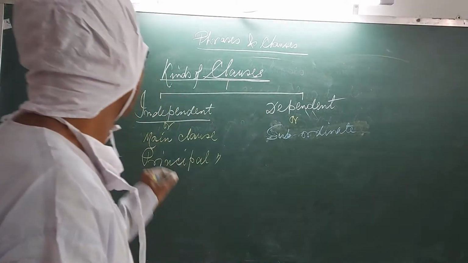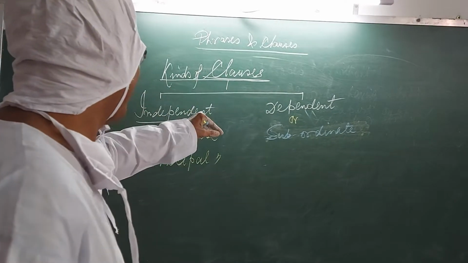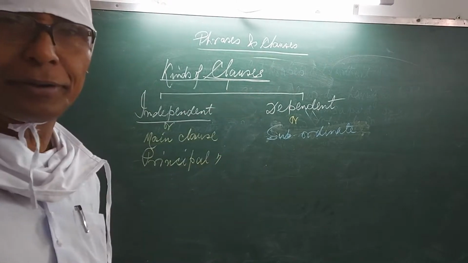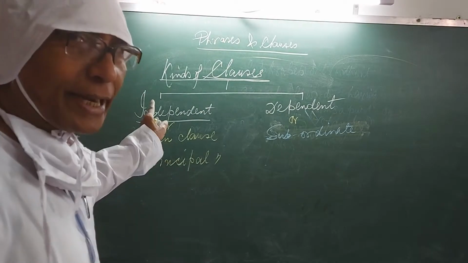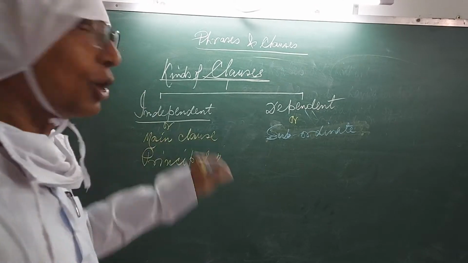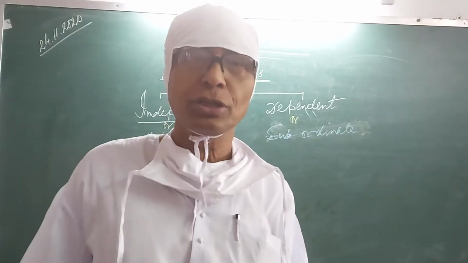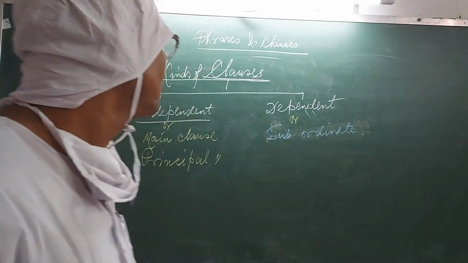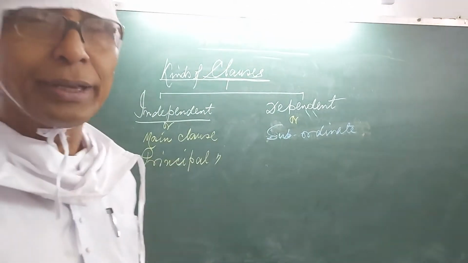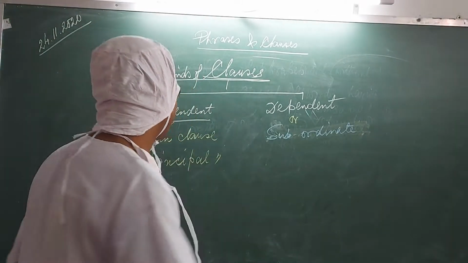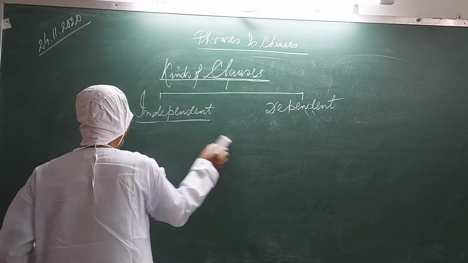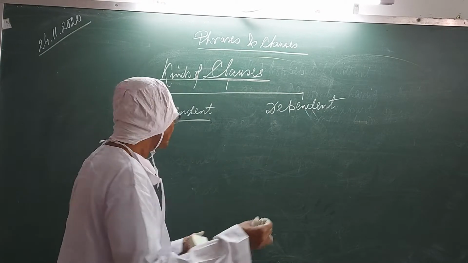And you see that clauses are of two main kinds, independent and dependent. An independent clause can stand on its own. It is also called main clause or principal clause. A dependent clause cannot stand on its own. It is also called subordinate clause. It forms a part of a sentence.